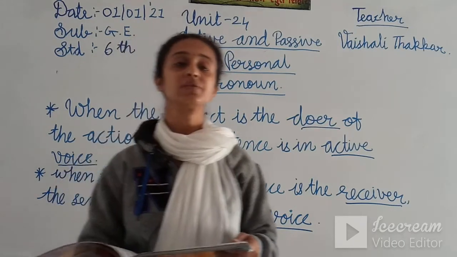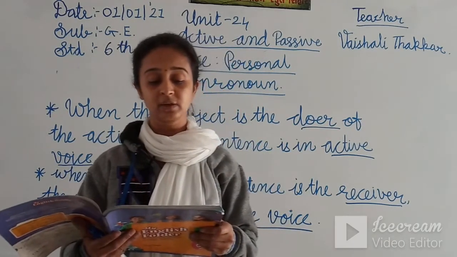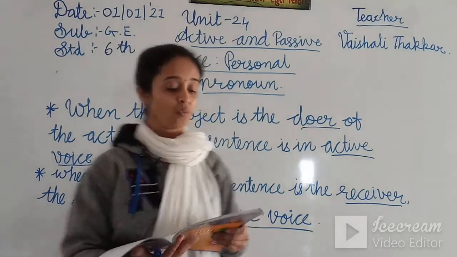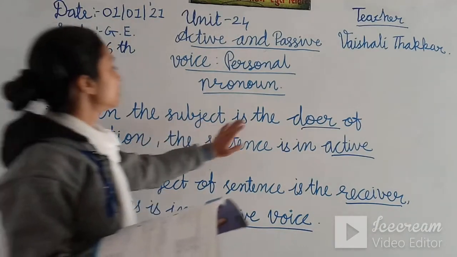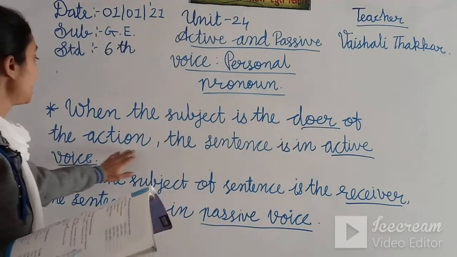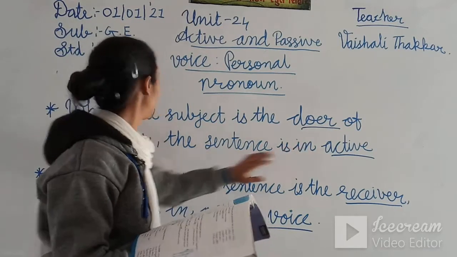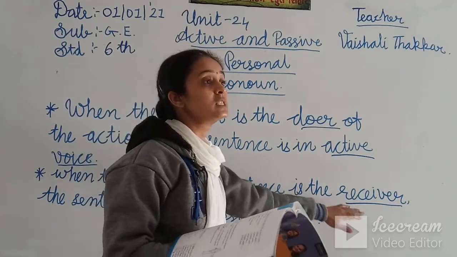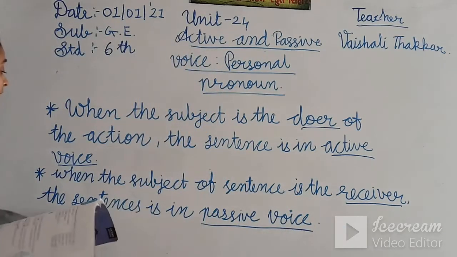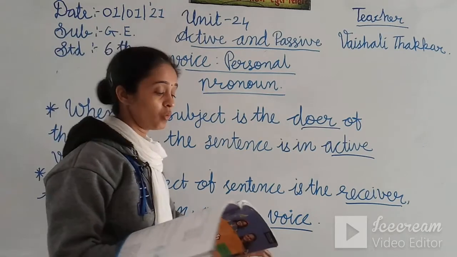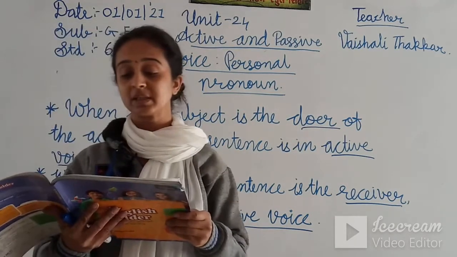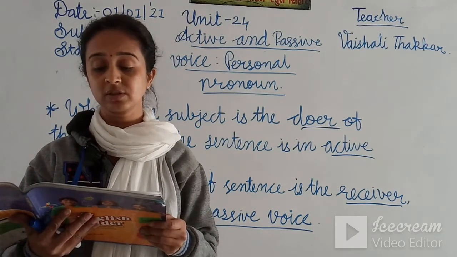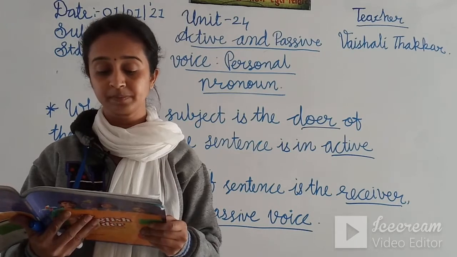What is the definition of the active voice? When the subject is the doer of the action, the sentence is in the active voice. And when the subject of the sentence is the receiver, the sentence is in the passive voice. Here are some examples of active and passive sentences. Note the changes in their form.